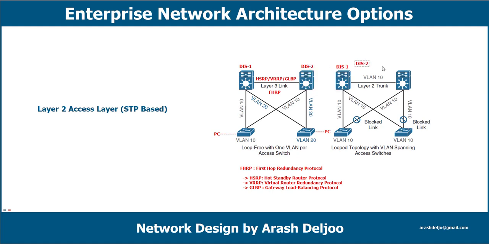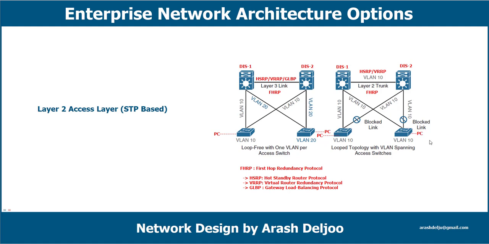Because of that, here we cannot use GLBP. Actually, we can use only HSRP and VRRP. Here we don't have the benefits of load balancing. We can use these two protocols only for their fault tolerance. Look here. Assume that we have a PC connected to VLAN 10 of this switch, and also the next PC again connected to VLAN 10 of the right switch.